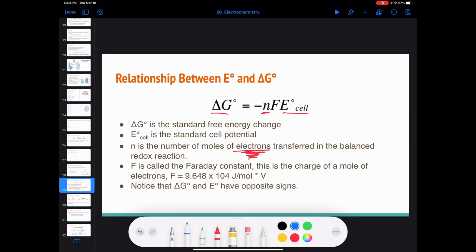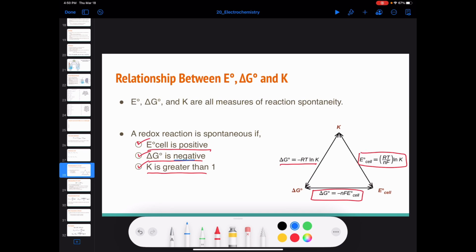The second is our Faraday constant. So this is a constant right here, 9.648 times 10 to the 4th. Sorry, that should be a superscript there. Okay, joules per mole per volt, right? Now notice that we do put a negative sign in here, and that explains why if delta G is negative, our E for our cell has to be positive, just because of that negative value right there.